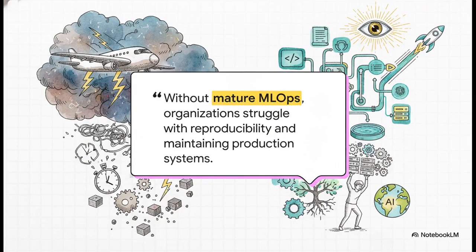You know, this quote just says it all, doesn't it? Without MLOps, you are flying blind. You're going to struggle with reproducibility, you're going to waste expensive compute cycles, and you're going to find it almost impossible to reliably maintain your AI systems over time. MLOps isn't some luxury, it's an absolute necessity for any organization that wants to do AI at scale.